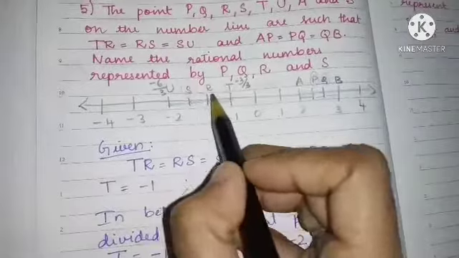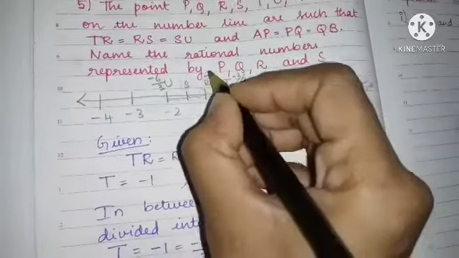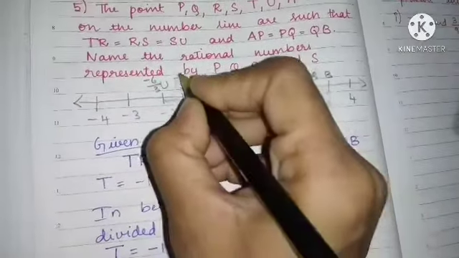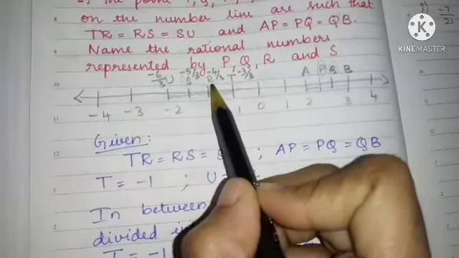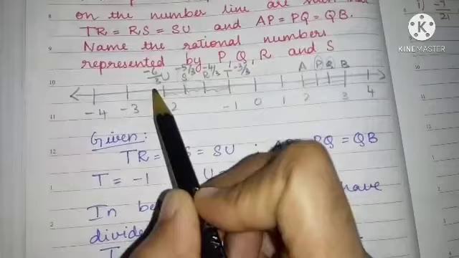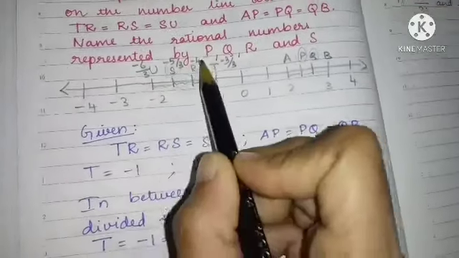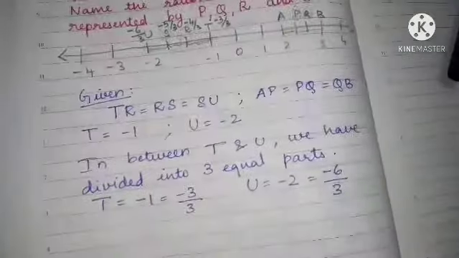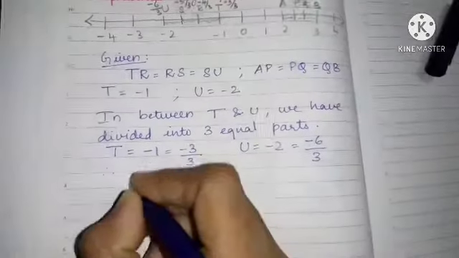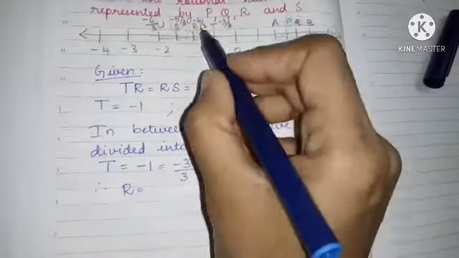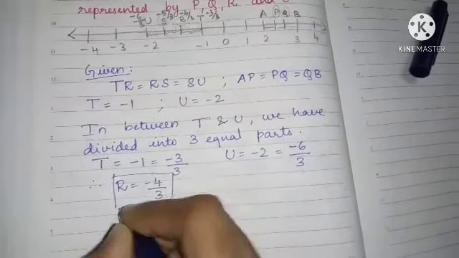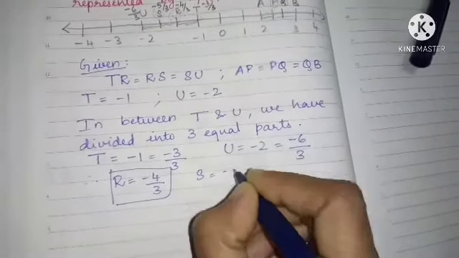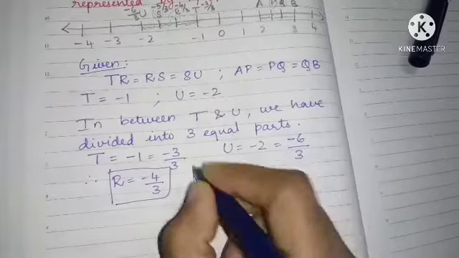So what will be the in-between things? Minus 4 by 3, minus 5 by 3. Correct? Minus 3 by 3, minus 4 by 3, minus 5 by 3, minus 6 by 3. Now did you get R and S? Yes. Therefore, R is equal to what, children? Minus 4 by 3. Then S is equal to minus 5 by 3.